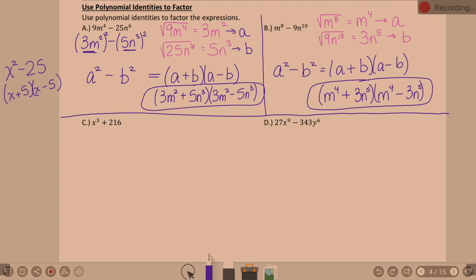Okay, what about C? Cubes. It's a cube because, well, first of all, I see x to the 3rd. Better do some research on 216. Is it? Sounds right. Okay. 6 times 6 is 36 times another 6. Okay. Which, keep in mind, your calculators can do cube roots. You just have to figure out where.